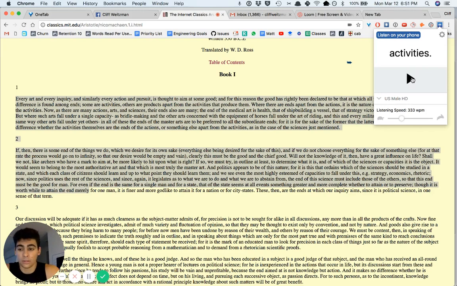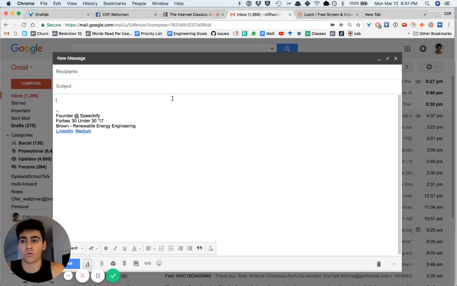So the thing is, when you read, it's very helpful to have something that is reading along with you. That way you can increase both your comprehension, your retention, and your speed, and it's harder to get distracted. But Speechify isn't only helpful for reading, it's also helpful for proofreading your work.